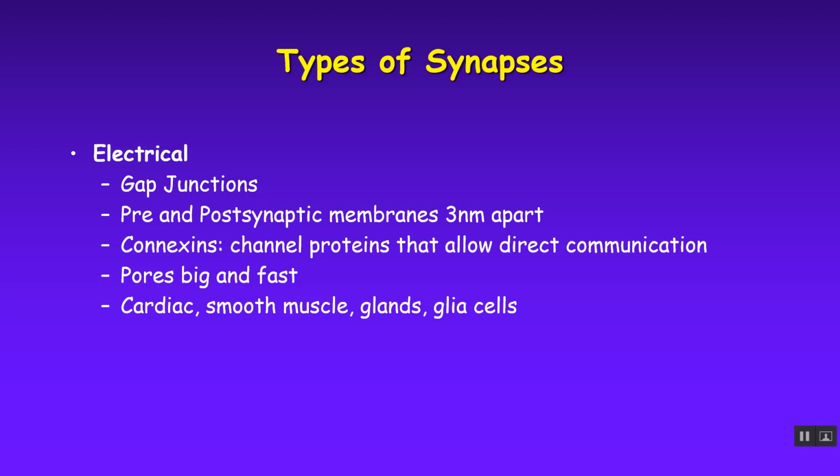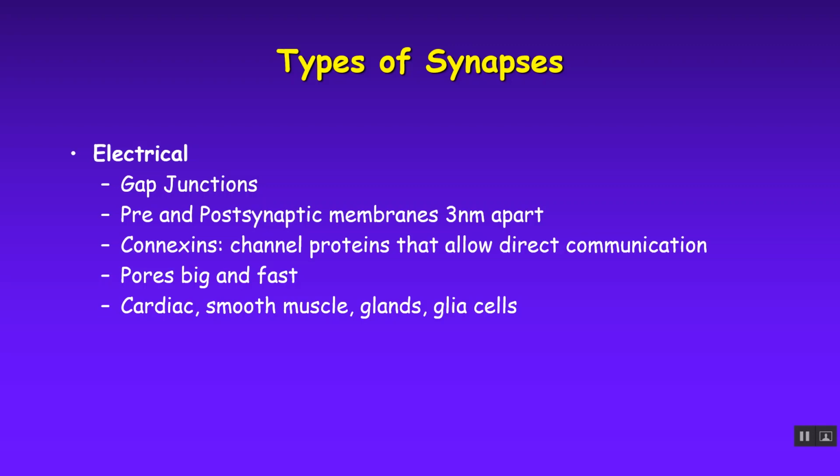There's a pre and postsynaptic membrane, and they're really close. They get even closer than a typical synaptic membrane, so that these channels can cross between both of those membranes. Okay? Typically they use a type of protein called a connexin. These are channel proteins that allow for that direct communication. They're big pores, they're fast.